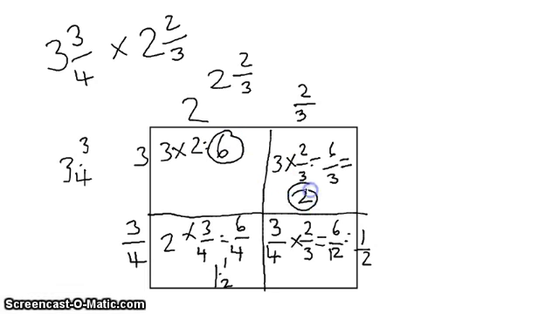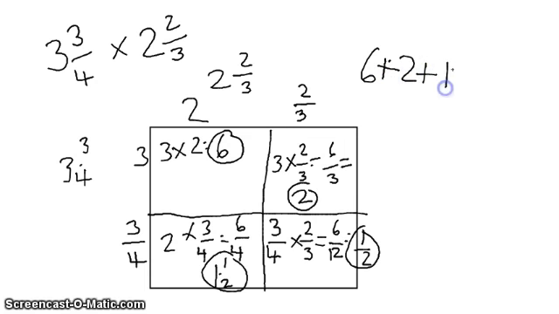2, 1/2, and 1/2. And then it's just a simple matter of adding those 4 partial products together. 6 plus 2 plus 1/2 plus 1/2. 1/2 plus 1/2 is 1, 2 plus 2 is 4, and 6 plus 4 is 10. So the answer is 10. So 3 3/4 times 2 2/3 is 10.